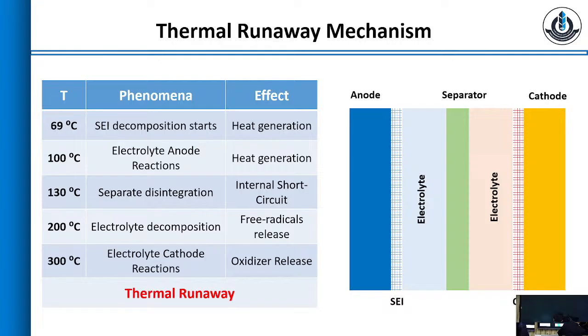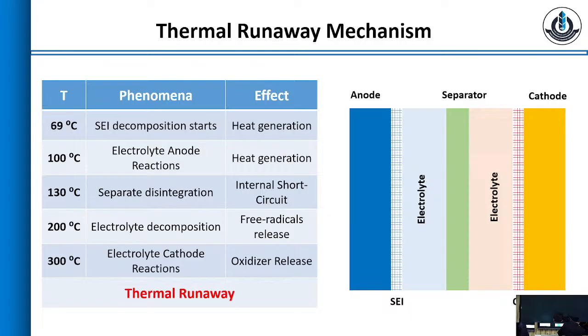So you basically have an anode, then an interface that is generated between the anode and the electrolyte, so a solid electrolyte interface. Then you have the electrolyte, then a separator, then the electrolyte on the cathode side. Then you have another interface layer between the cathode and the electrolyte. SEI is the solid electrolyte interface, and this is the cathode electrolyte interface.